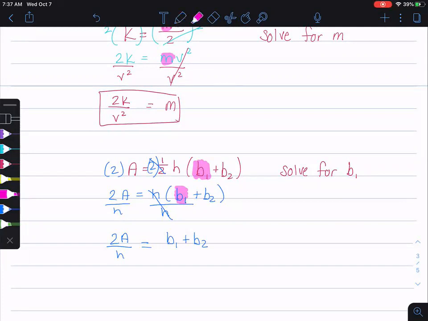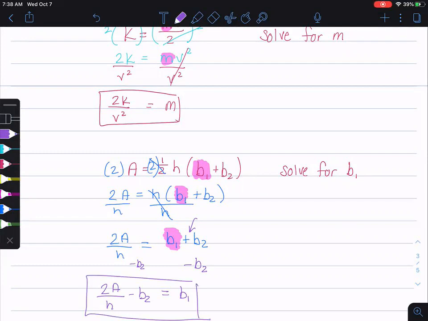My goal is still to get b1 by itself. So in order to get b1 by itself, I'm going to subtract that b2. This was a plus sign right there. So to do that opposite operation like we've been doing, we would subtract b2 on both sides, and I would then end with a final answer of 2a over h minus b2 is equal to b1. This would be my literal equation solution.